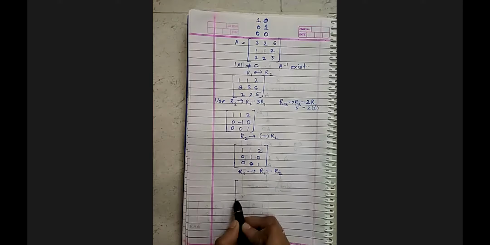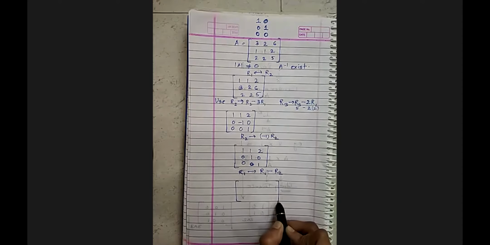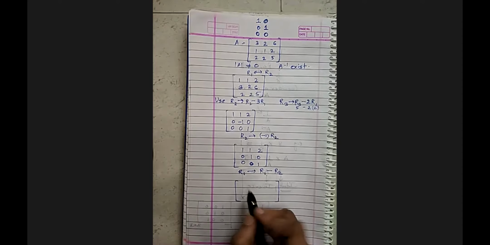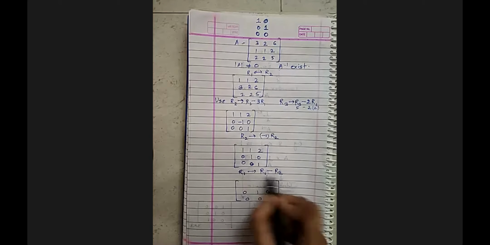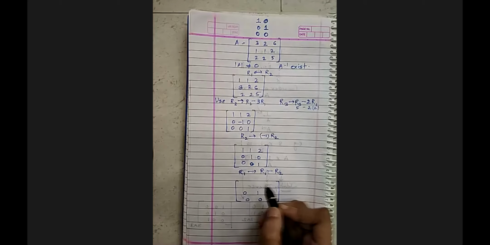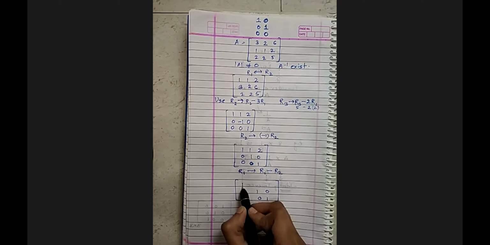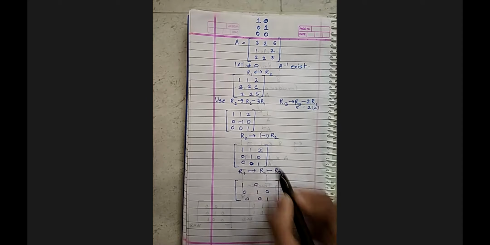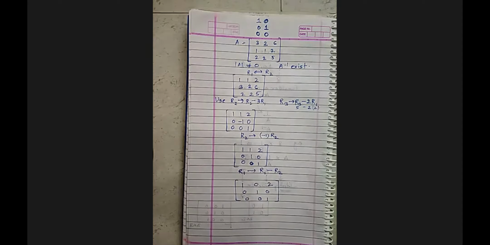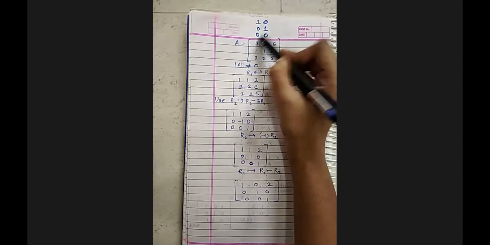Okay, so I'll apply this transformation. So what I'll get: your R1 will become 1. 1 minus 0 is 1. 1 minus 1 is 0. And 2 minus 0 is 2. Okay, now it is done. Now your first column task is done, and the second column task is done.